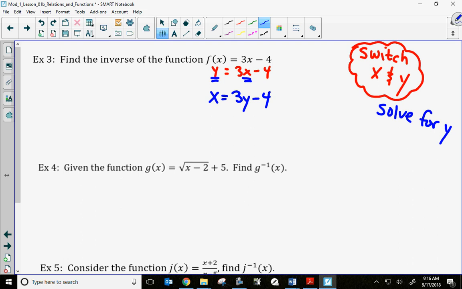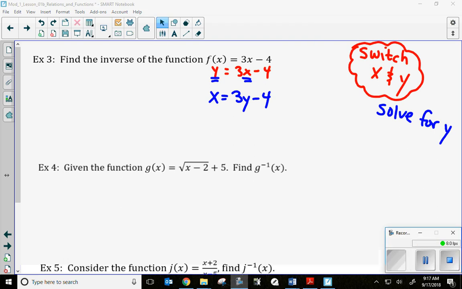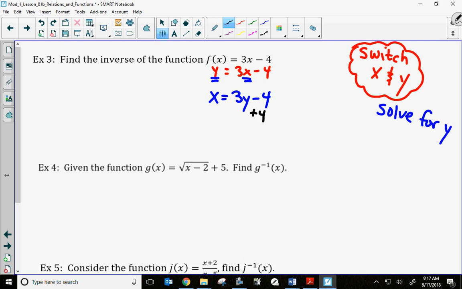Okay? So, I'm going to add 4 to both sides. That's x plus 4 equals 3y. Last step is to get the y alone. Divide by 3. Divide by 3. So this is my answer.